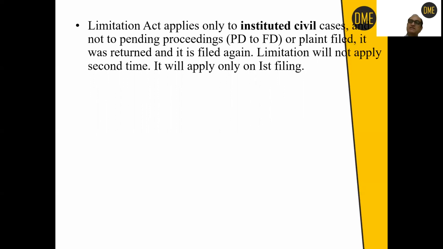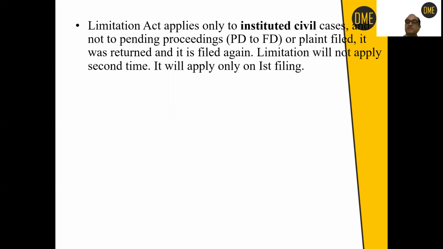First appeal may be filed, second appeal may be filed, appeal before Supreme Court may be filed. So during pendency of these proceedings, the limitation is not applicable. Limitation applies only to the instituted civil cases and not to pending proceedings. If a plaint has already been filed in the court, so no question of limitation arises.